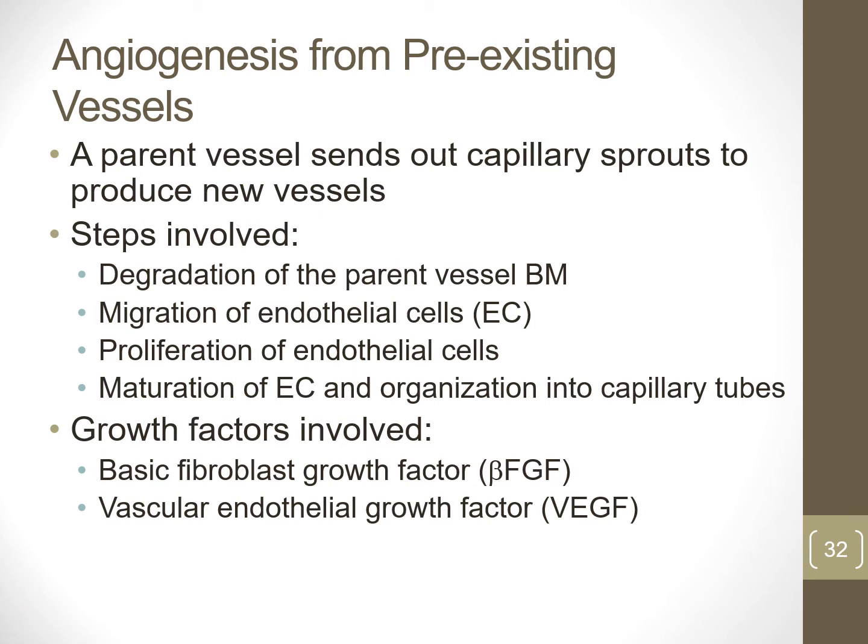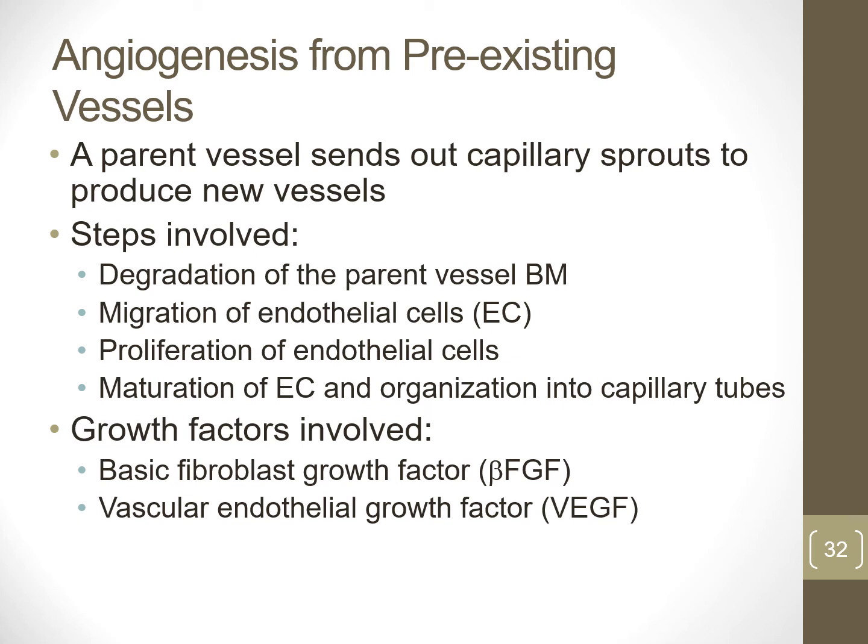So the other type of angiogenesis, or the other pathway, is angiogenesis from pre-existing vessels. So we have a parent vessel that sends out capillary sprouts to produce new blood vessels. Sprouting, it will start to produce, let's say, branches. This is sprouting. So the steps involved in the process of sprouting: degeneration of the parent blood vessel basement membrane.